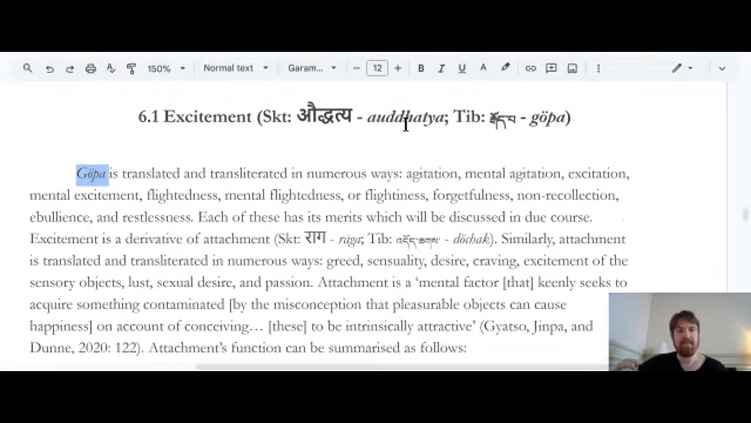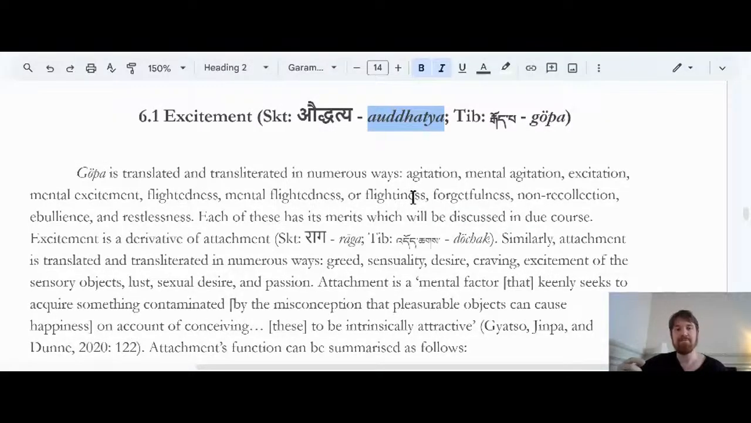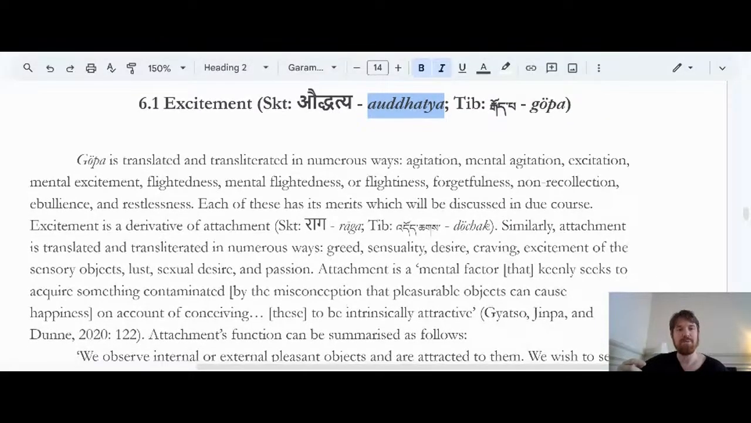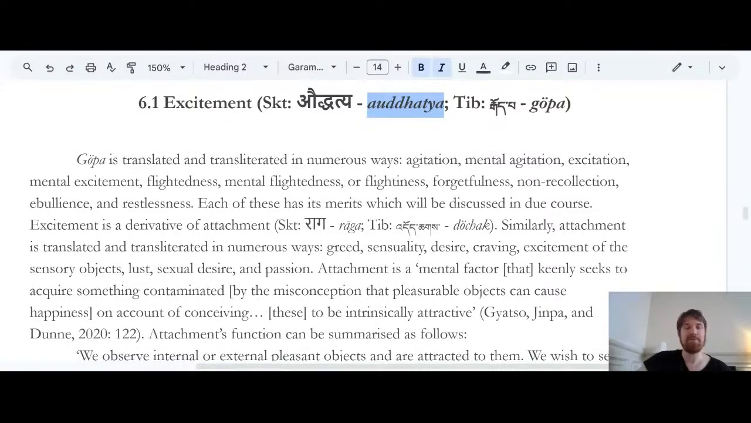So all of these translations for the Sanskrit term, we have one person who speaks not Sanskrit, but a derivative language of Sanskrit, who would be able to pronounce this properly.